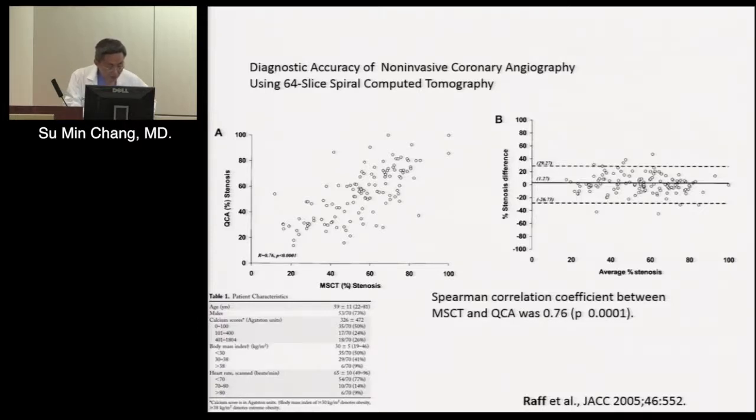6, and P is highly significant. So overall, as a group, it has excellent correlation. If you look at B, you can see the difference in percentage stenosis ranges from, I'm sorry, 2 standard deviations ranges from around 27% each way. Okay, so that means that if you call it best at 50%, at 2 standard deviations, 90% of the time, you could go from 23% to 77%.